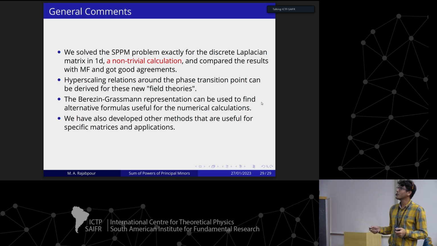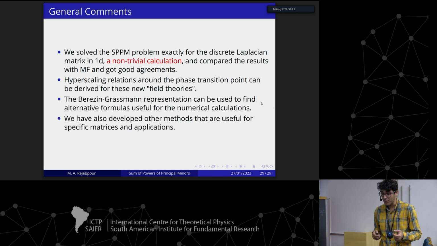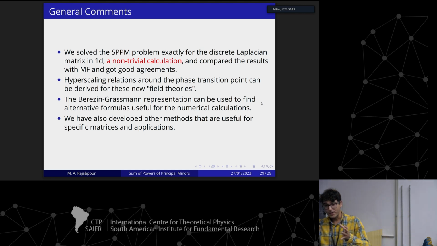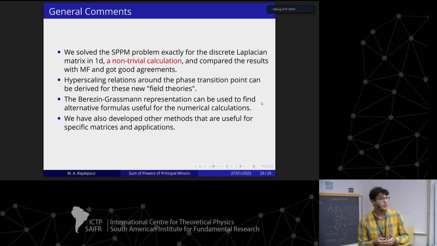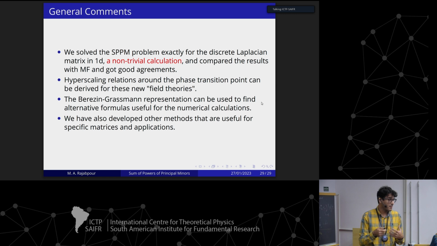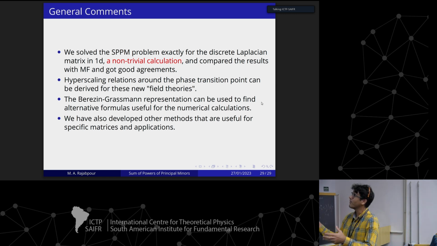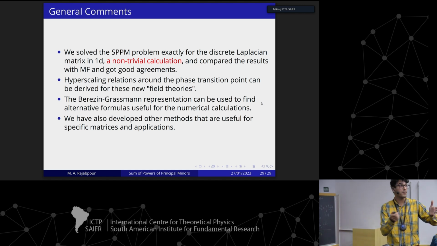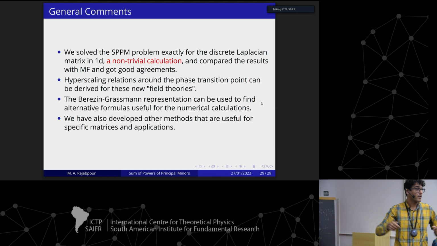So you can use the same kind of representation that I told you to find all sorts of representations that are more useful for numerical evaluations. Like if, instead of continuous Hubbard-Stratonovich, you use a discrete Hubbard-Stratonovich, then you will get a result which is more suited for Monte Carlo estimation of these quantities. So you can develop all sorts of different forms, and depending on the problem that you are studying, one of them might be more useful than the others.